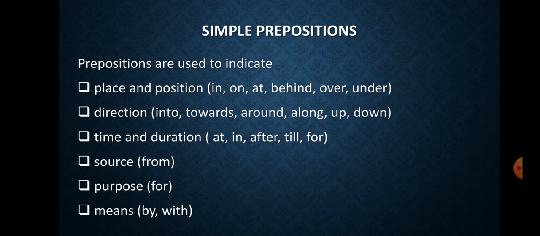The next one is purpose. What is the actual usage of a particular thing? So here, for the purpose, we are using for. Next one is means. By what means did it happen? For example, the words which we can use for means are by and with.